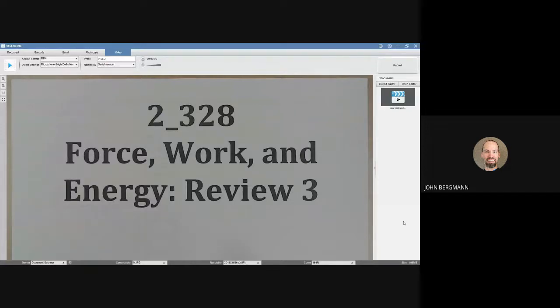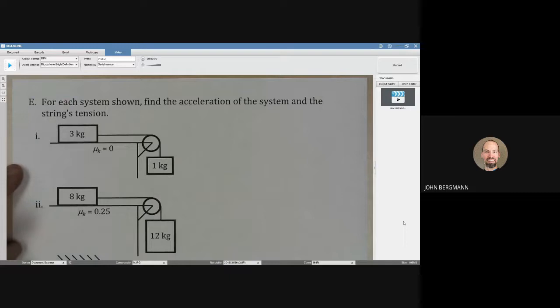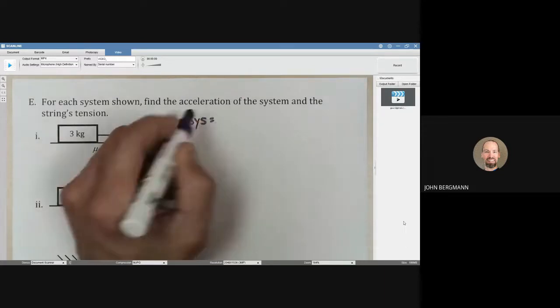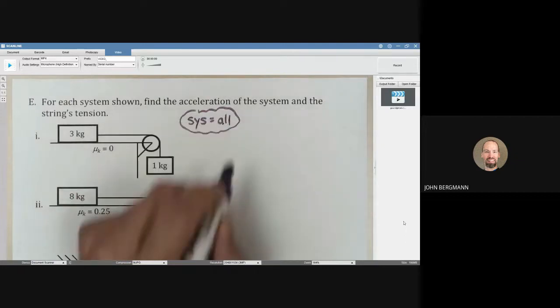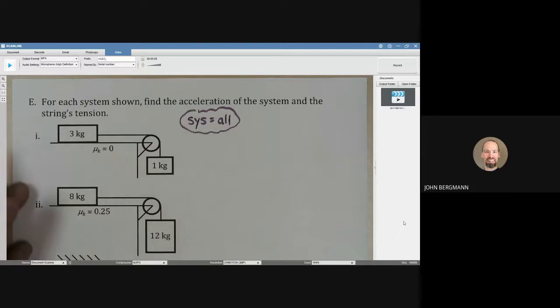We continue reviewing force, work, and energy. Here we need to find the acceleration of the system and the string's tension. We've said that whenever we want to find the acceleration of a system, it's often good to consider every bit of the thing as the system. In other words, all 4 kilograms are the system in this case.